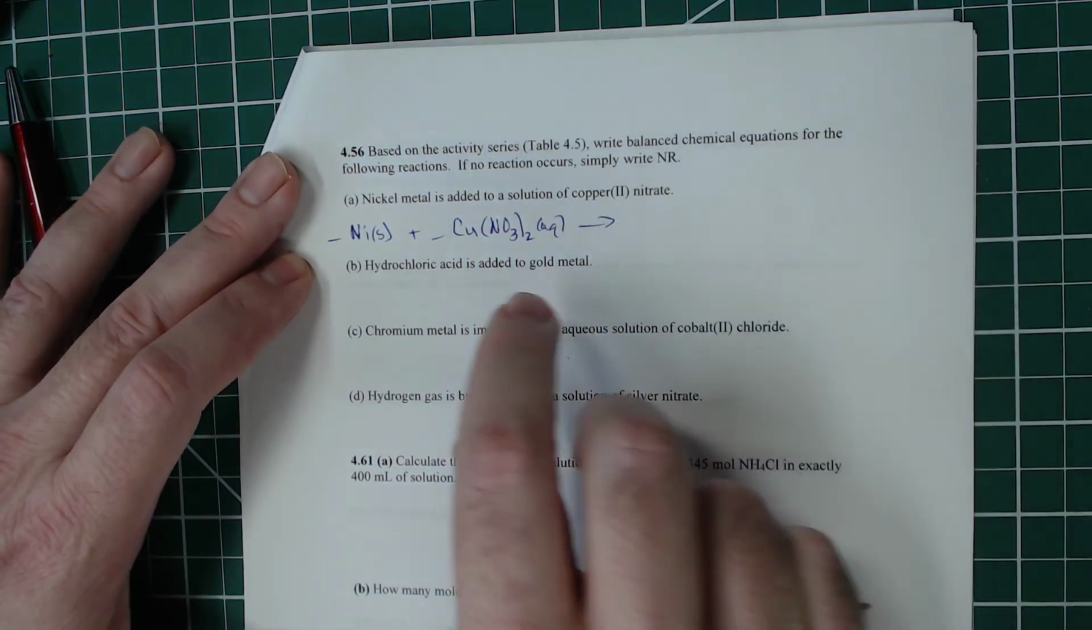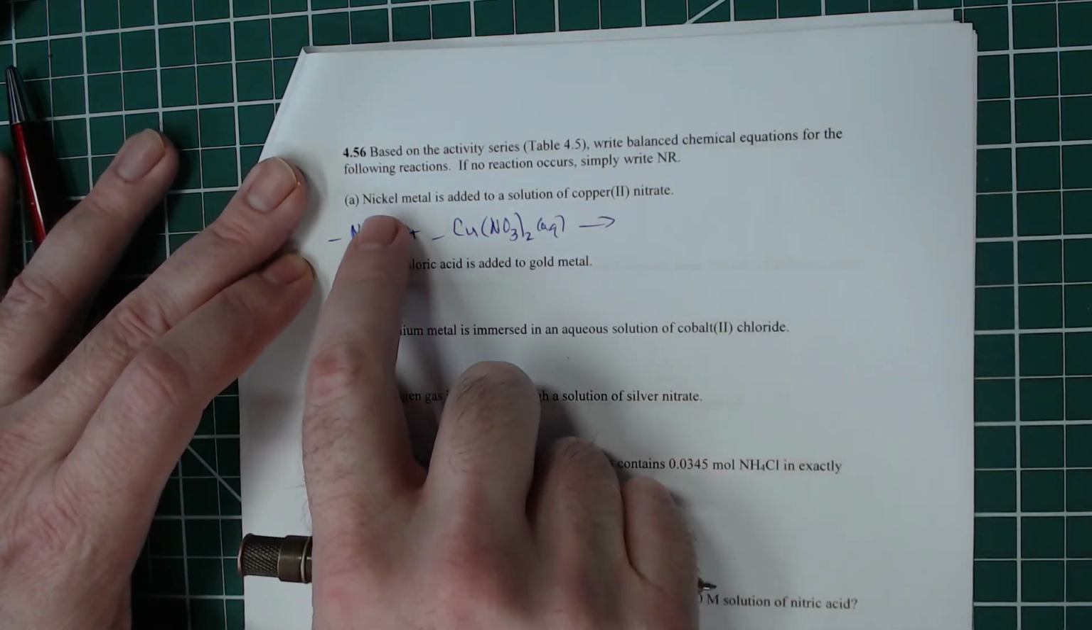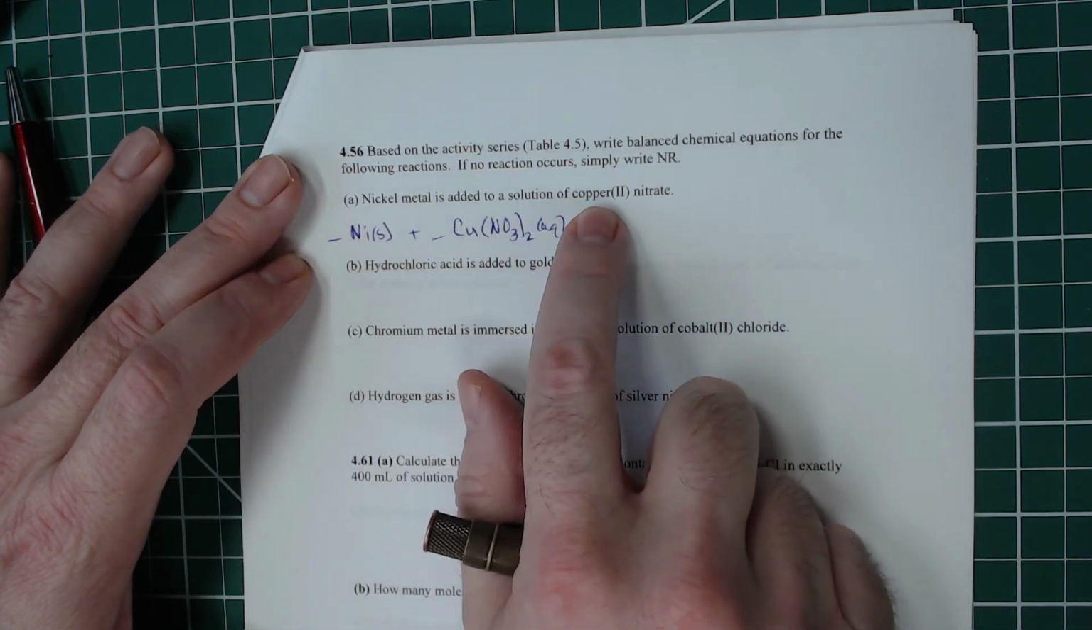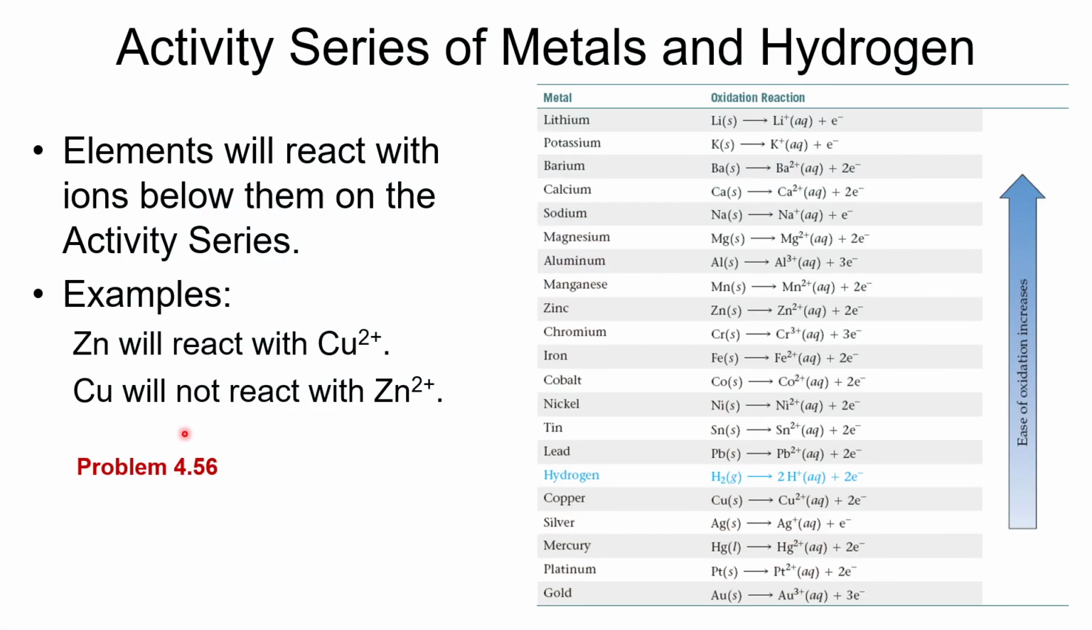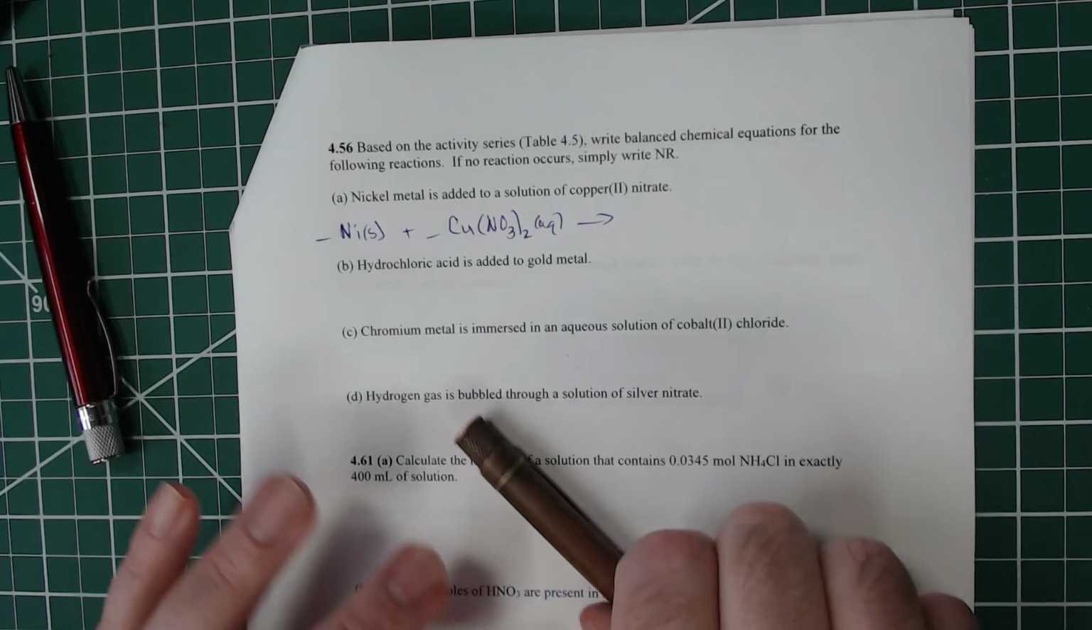So we want to determine, so here is our element, and copper 2 is our ion. So will nickel react with copper 2? Well, we're going to go back to this list, and we look here, and we'll see nickel is here. There's copper 2. So yes, nickel will react with copper 2. So yes, we'll get a reaction.